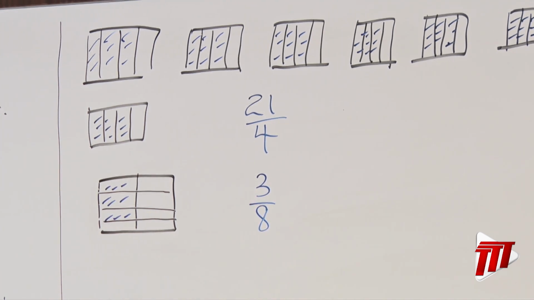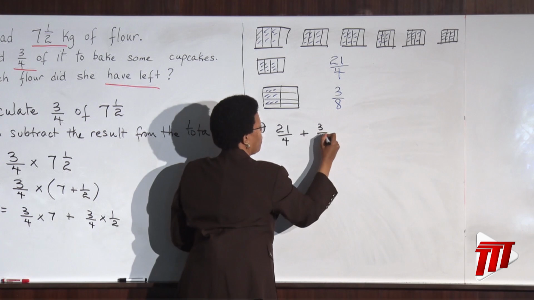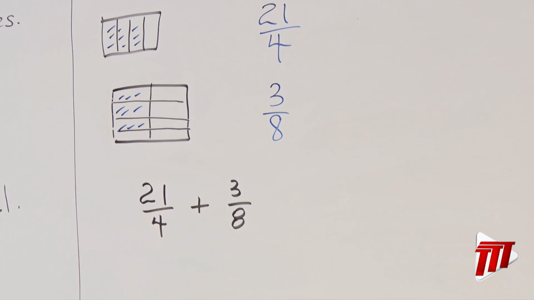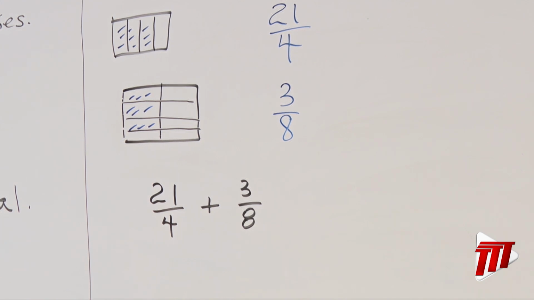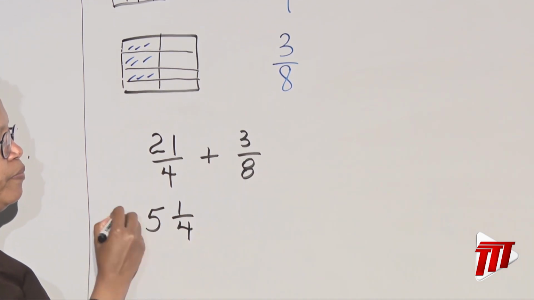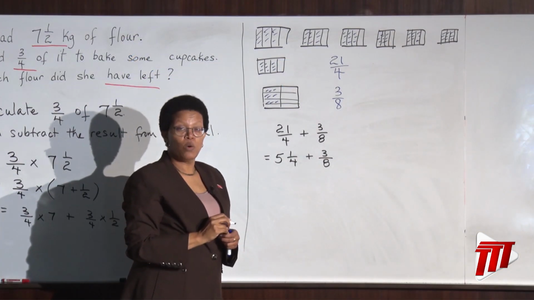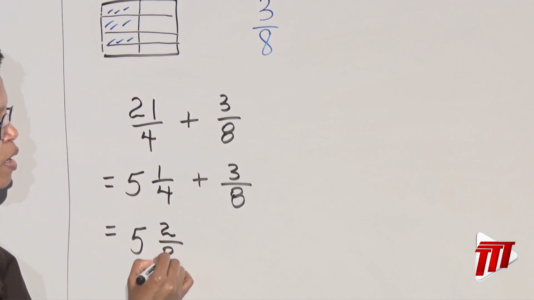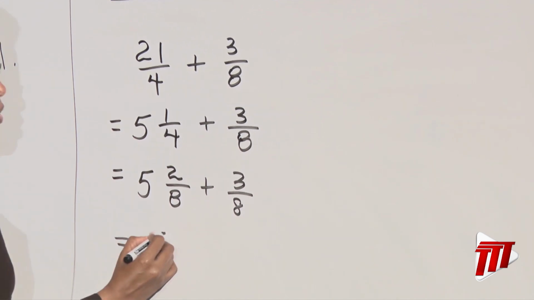Let us put our partial products together. 21/4. We can take groups of 4s. We will get 5 groups of 4. That will account for 20, with 1 remaining. 21/4 is the same as 5 and 1/4, added to 3/8. Using equivalent fractions, 1/4 is the same as 2/8. 5 and 2/8 added to 3/8. Our answer is 5 and 5/8.